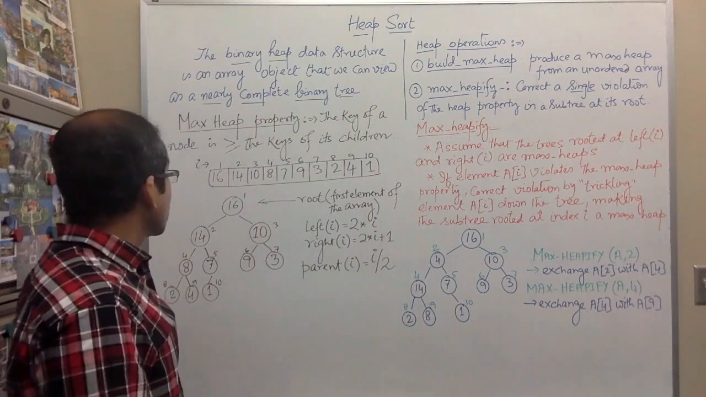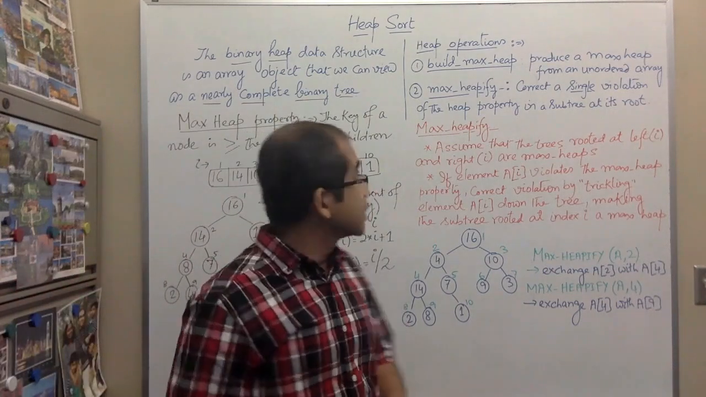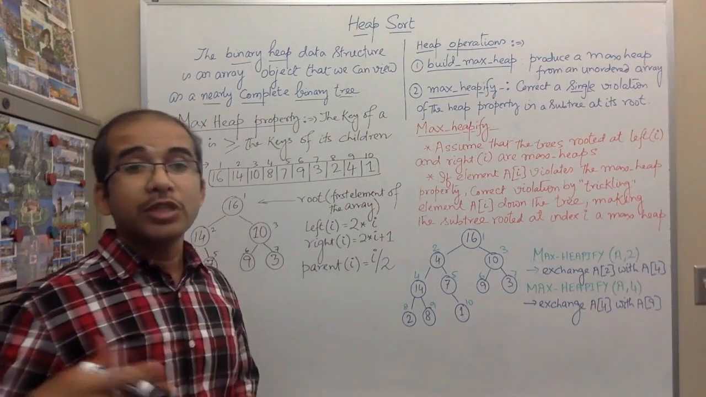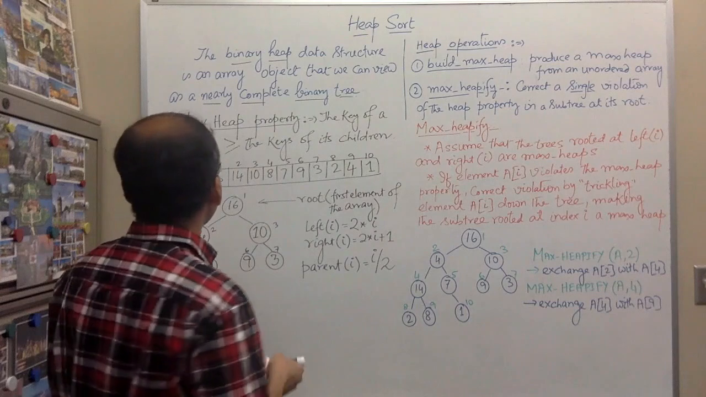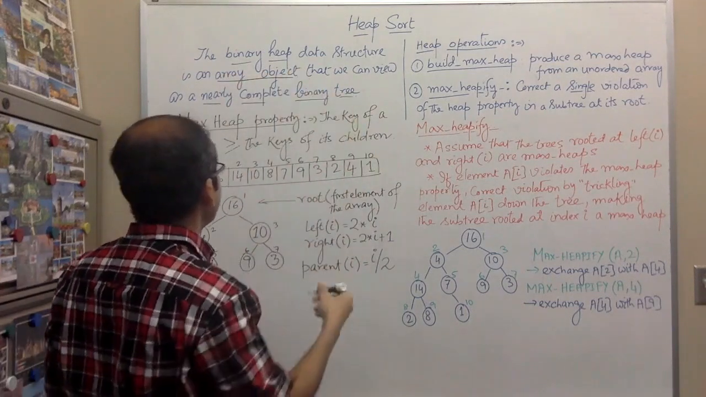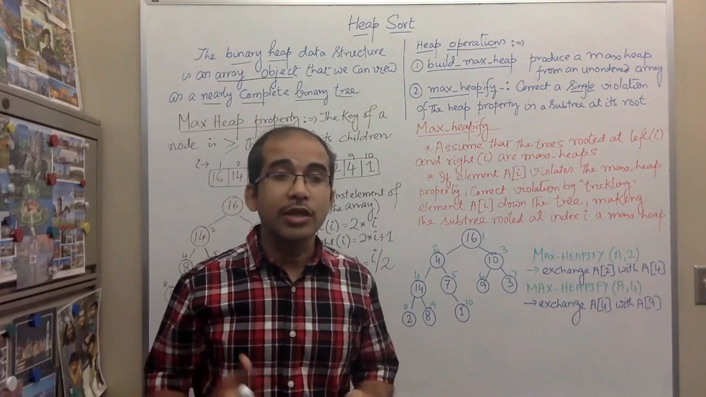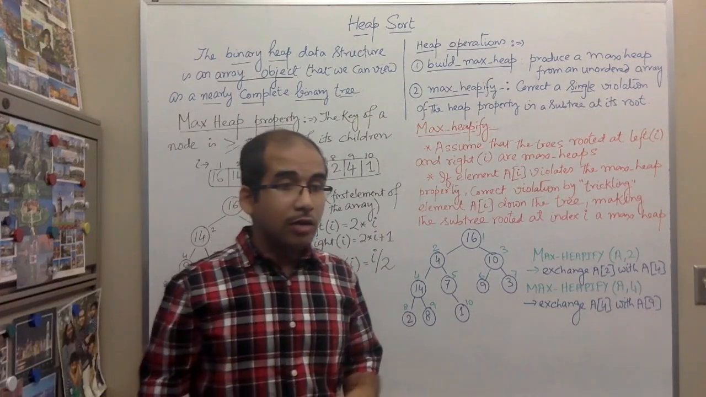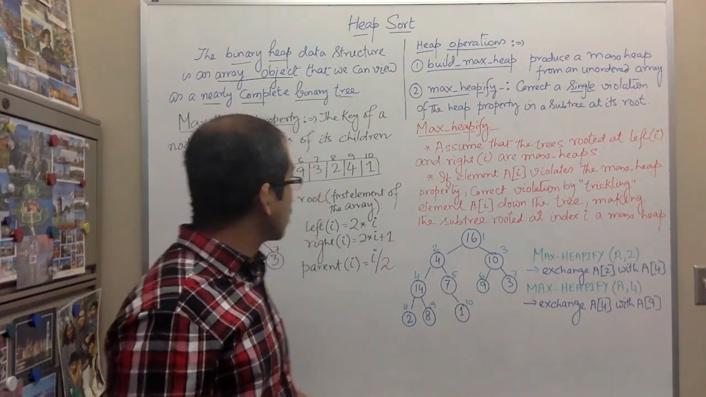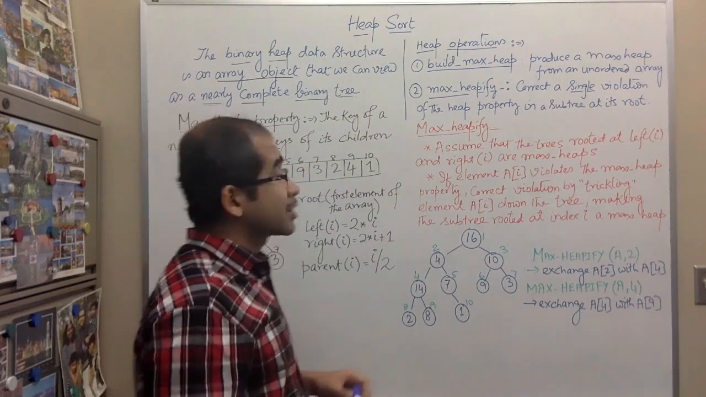So the heap data structure can be represented as a tree, and it can be represented as an array also. It's called an array object, an array object that can be viewed as a binary tree. I'll show you the relation between the array object and the binary tree structure of the same data structure. Before that, we talk about the max heap property.